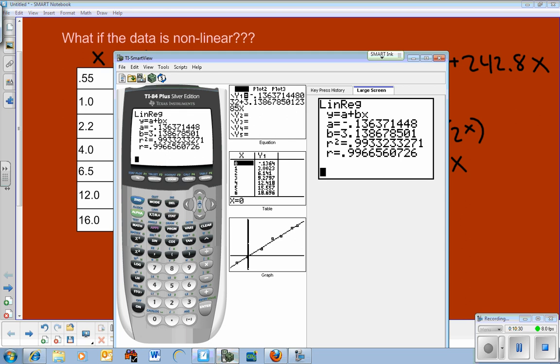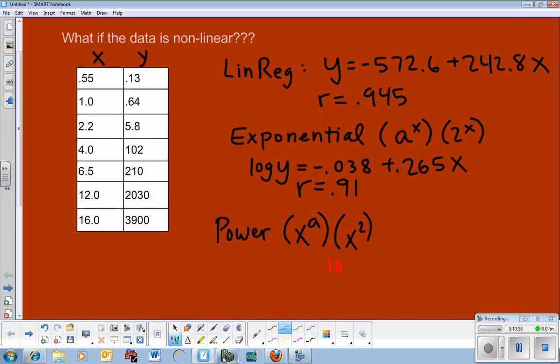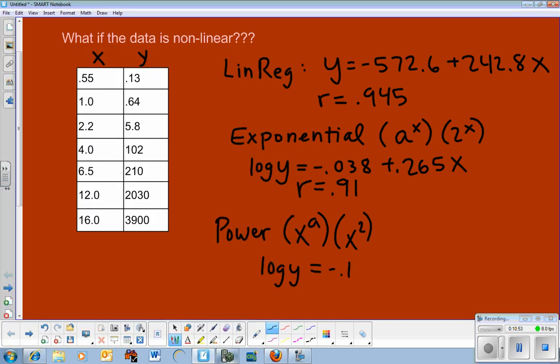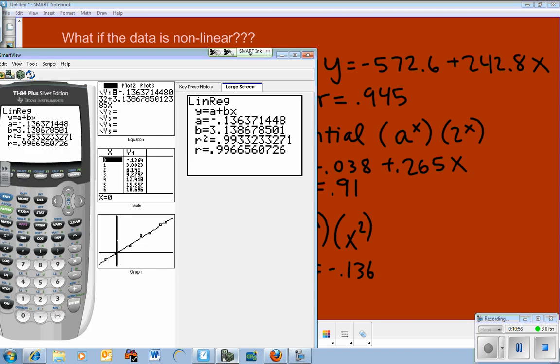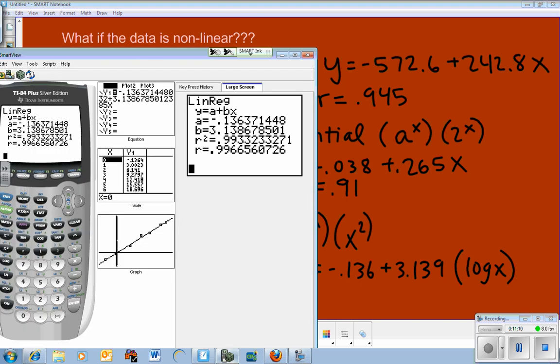All right, so what are my variables now? My variables are log x and log y. So the log of y is equal to a, which is negative 0.136, and b is 3.139, times log x in this case. And that's my equation. The correlation is 0.9966.